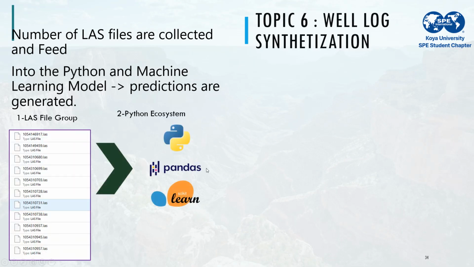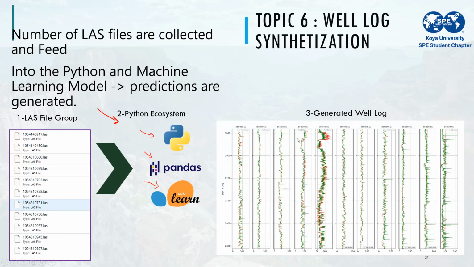So this is the main workflow for digitization and synthesization of well logs. Number one, you will start with a large group of LAS files, and then you will insert these into Python. We will use Python, pandas, and scikit-learn. All of these libraries I'm going to try to show you afterwards. And then you will start to generate a full spectrum of well logs, and then of course you are going to match your data. The curves that you see, the green curve is the actual curve, and the red curve is the calculated curve.